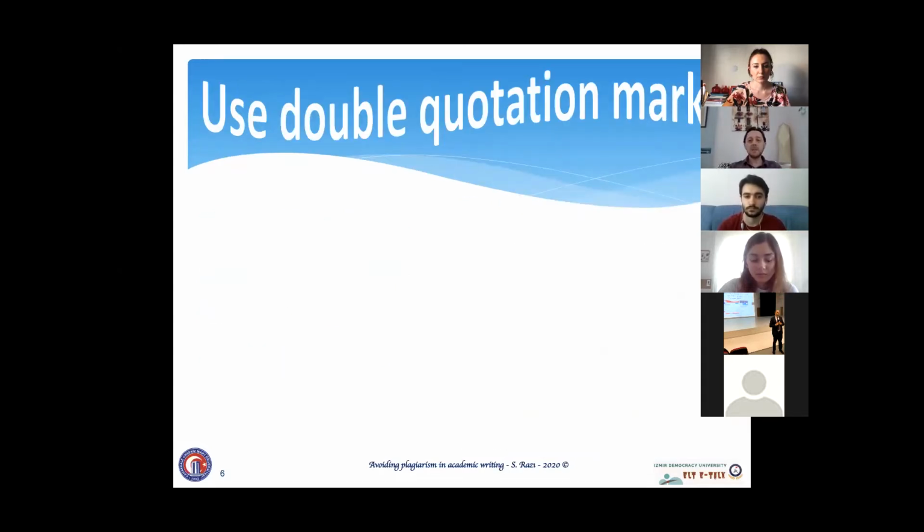First and most important thing, use of double quotation marks. Be careful, double quotation marks, not single quotation marks. By the way, I'm illustrating my examples related to APA style. I'm going to mention the other styles also, but since we are addressing ELT department students here, I am accentuating my examples related to American Psychological Association style.